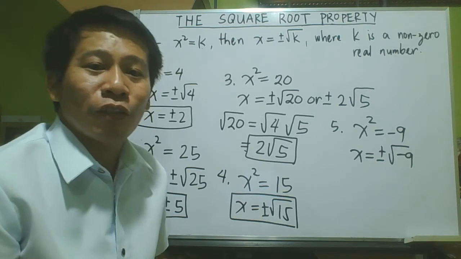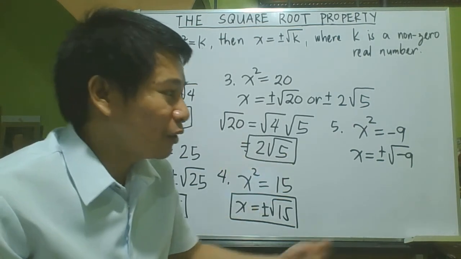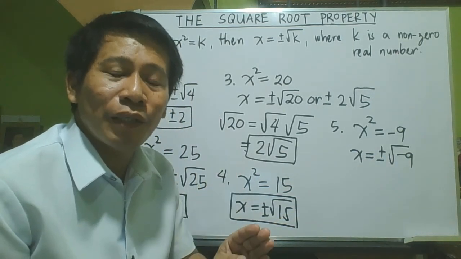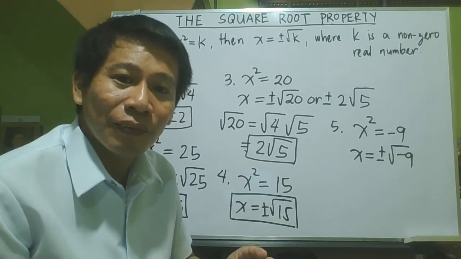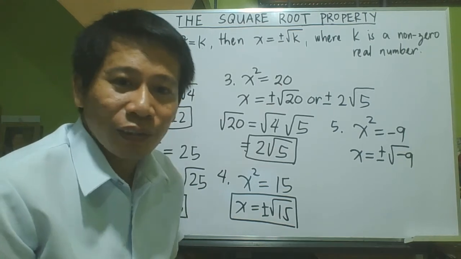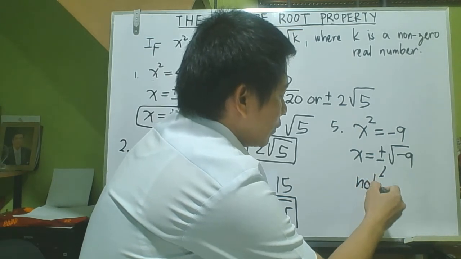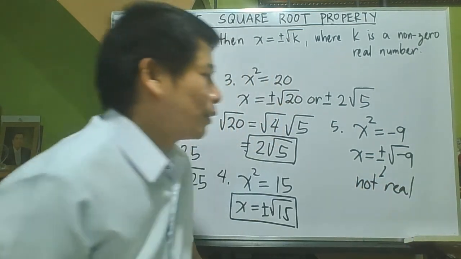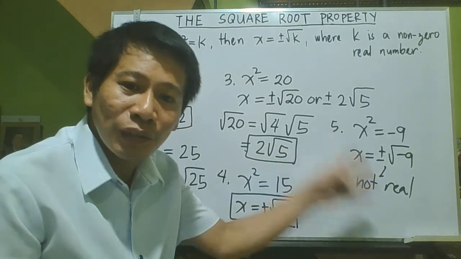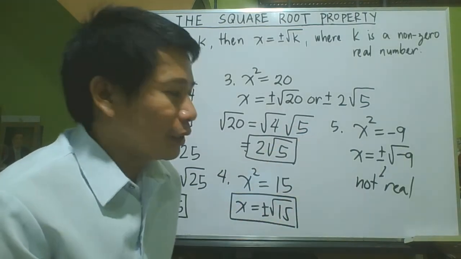Because by definition of square root, there is no number that when you square it, the result is negative. So remember, any negative number doesn't have a square root. So actually, they are not real numbers. So if your k is negative, you cannot get the square roots, and they are considered not real numbers.